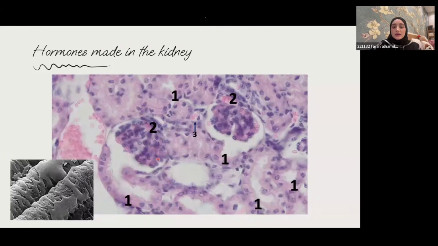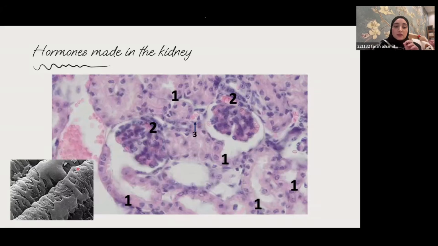Then, this is number 3, we have erythropoietin hormone synthesis. Erythropoietin is the hormone that sends signals for our bone marrow to synthesize more cells. Where is it made? It is made in the simple squamous epithelium of the capillaries. It's made by the peritubular cells that are surrounding those capillaries.